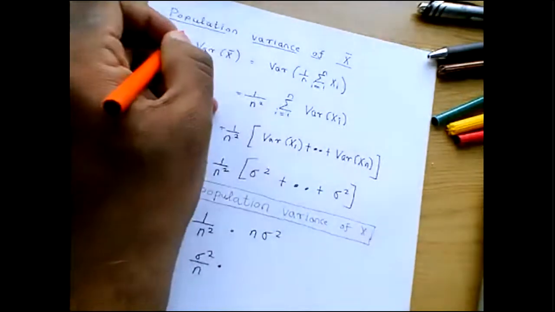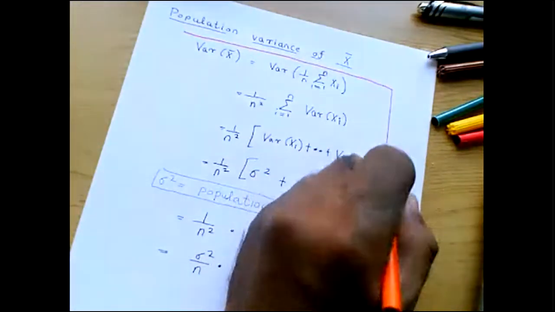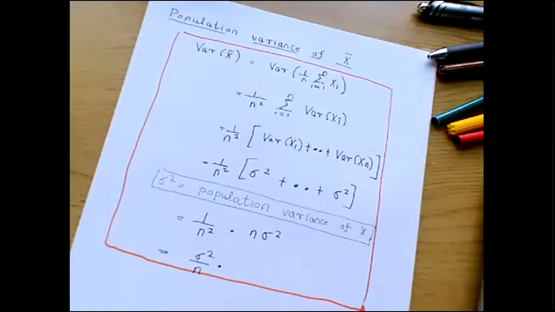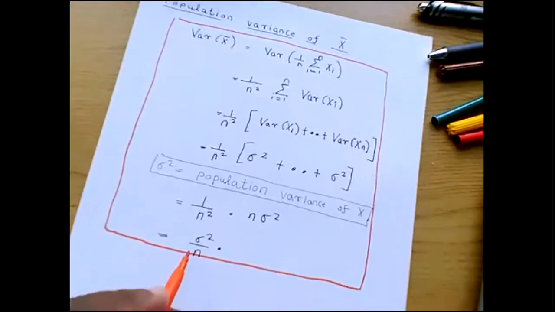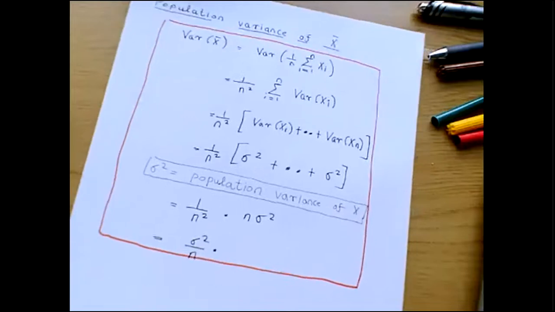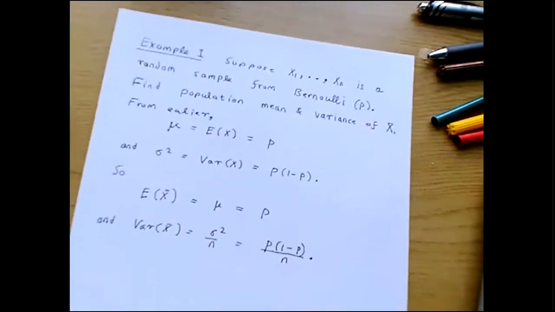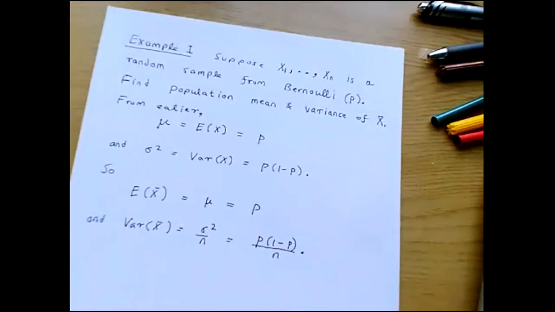This one here is the proof that the variance of the sample mean is equal to the population variance divided by n, right? Sigma squared over n. All right, and this is example 1 on sample mean and sample variance.